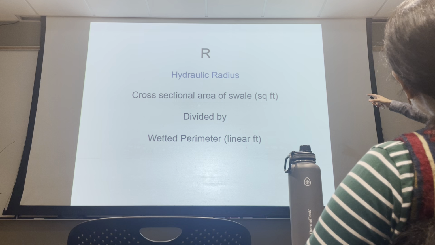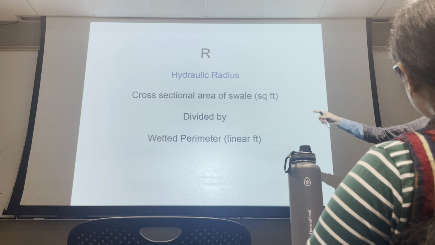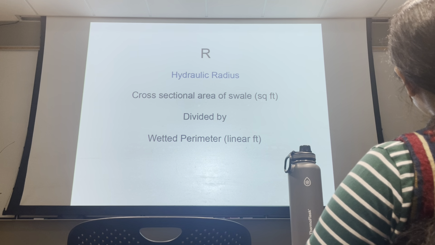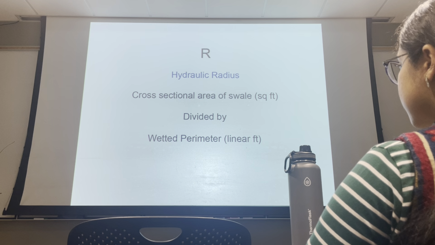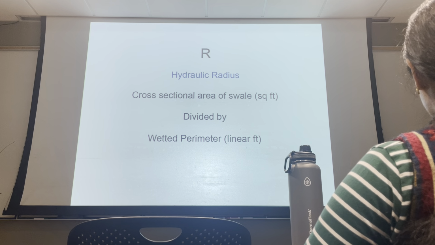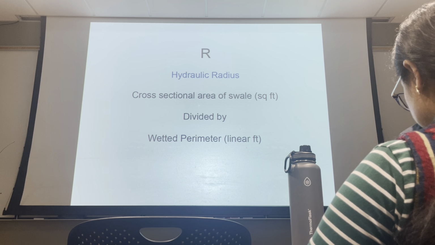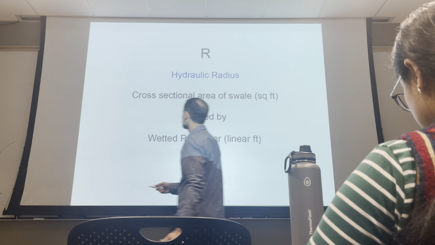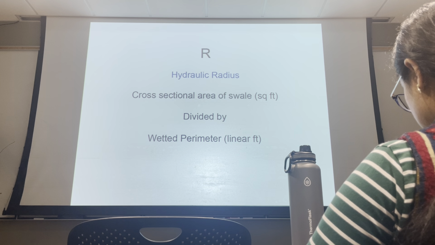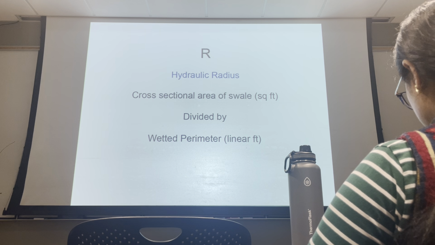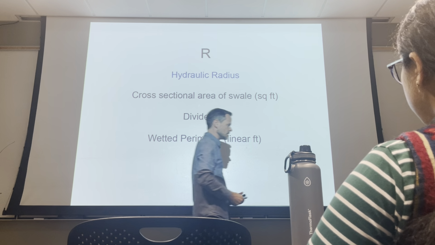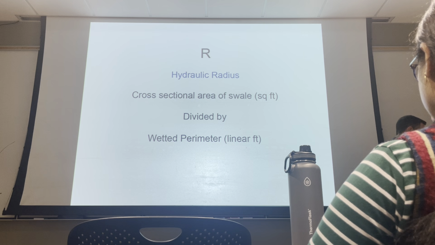Okay. Cross-sectional area was 4.7 divided by 6. That's 0.78. R equals 0.78 in this example.